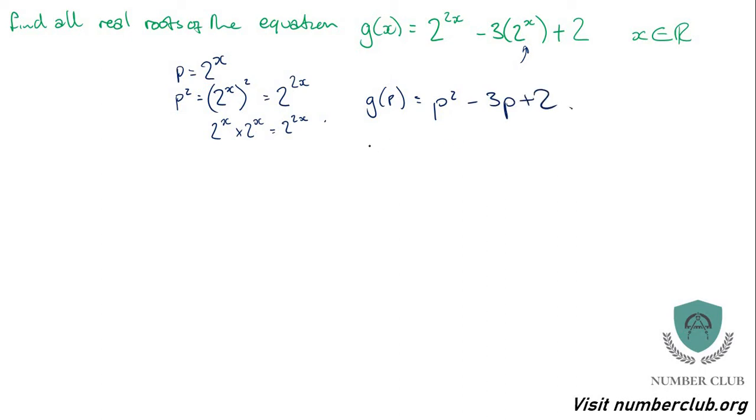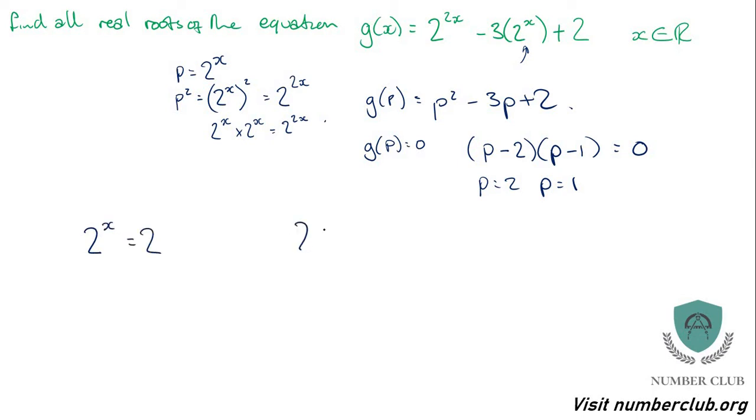Where are the roots to this? Well, g of p equals 0 when we have p minus 2, p minus 1, so pretty much the same as the last question so far. But what we now know is that p equals 2 and p equals 1 produce the roots for this function. But what we said was that p equals 2 to the power of x, so we have 2 to the power of x equals 2, and 2 to the power of x equals 1.